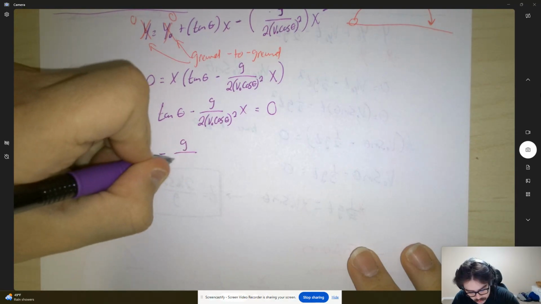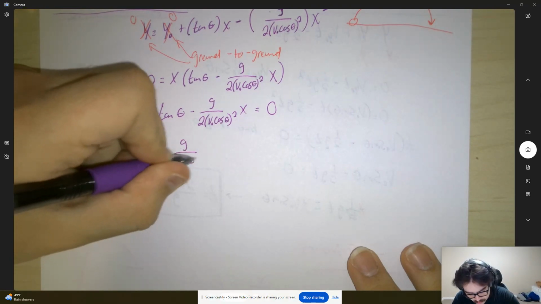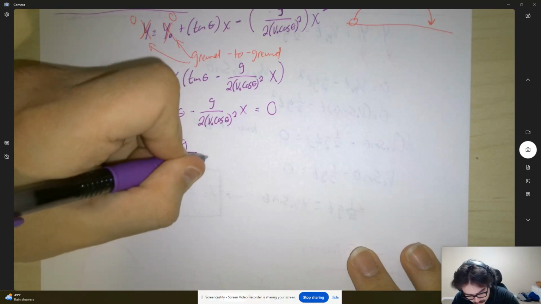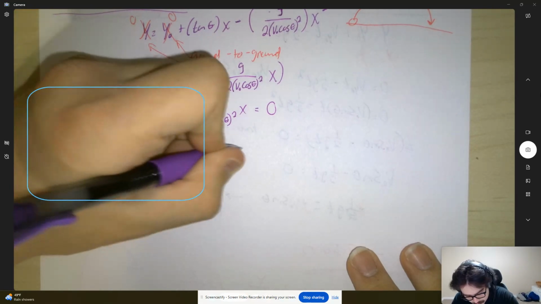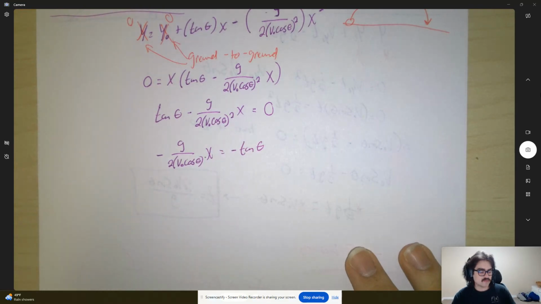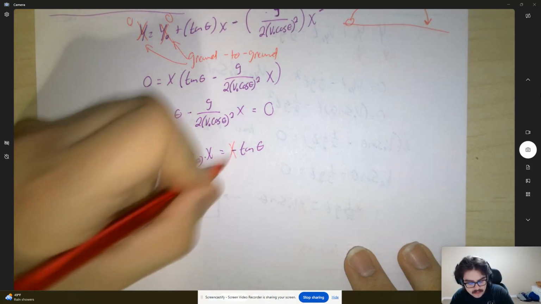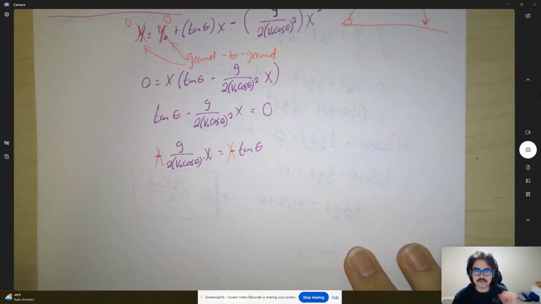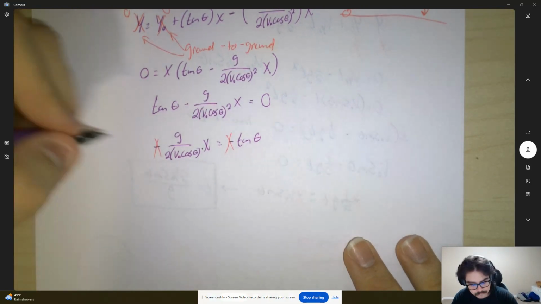g over 2 v naught cosine theta x equals negative tangent theta. And I'm actually just going to cancel out my negatives right there so that I don't have to worry about them for the remainder of the problem. I don't like having the negatives there. It just makes things weird. I'm just going to take them out.